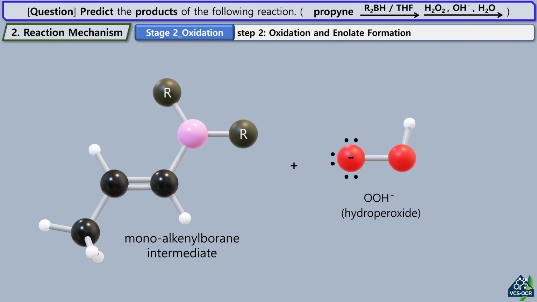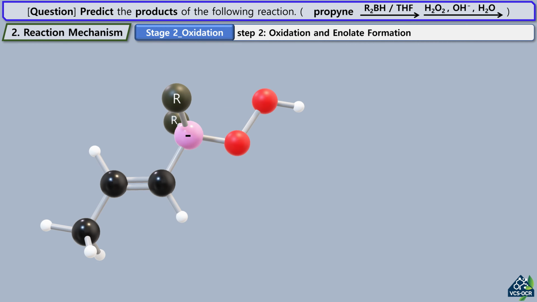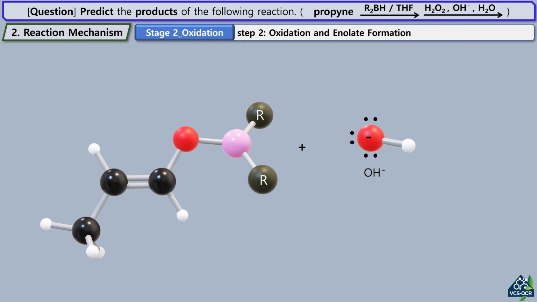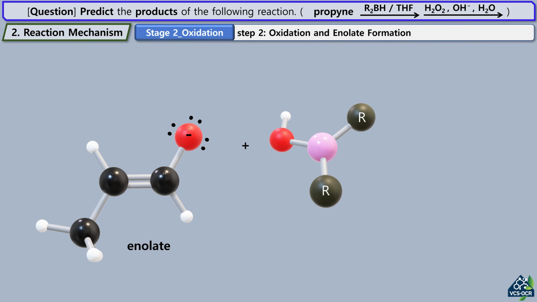Stage 2. Oxidation. Step 2. Oxidation and enolate formation. Once the alkylborane is formed, basic hydrogen peroxide is added. The HOO-, hydroperoxide anion, attacks the boron atom. Through a series of rearrangement steps involving migration of the carbon-boron bond onto oxygen, a 1,2 migration, and subsequent borate departure, the boron is cleaved off. This functional group replacement proceeds with retention of configuration at carbon.